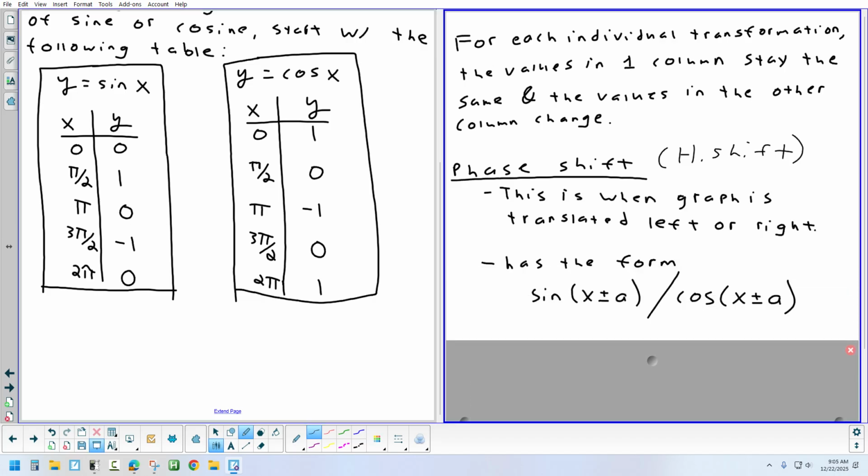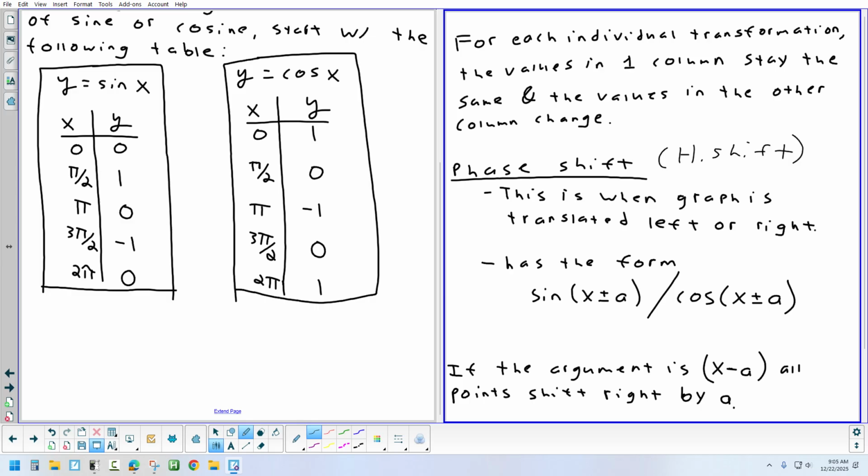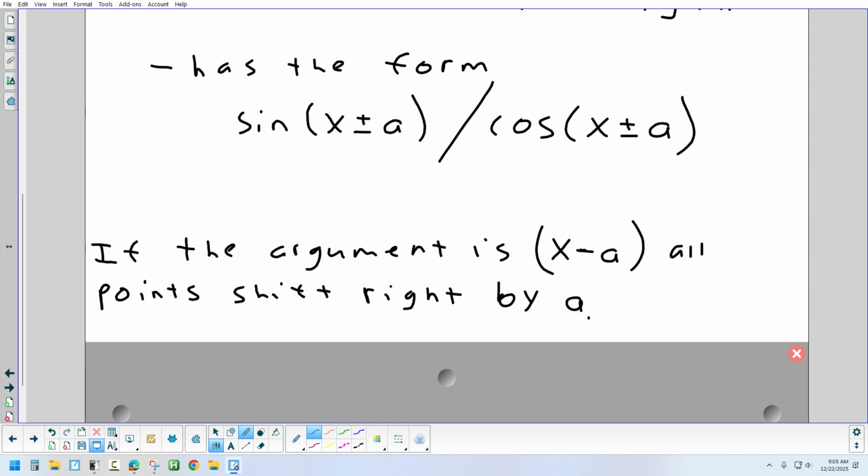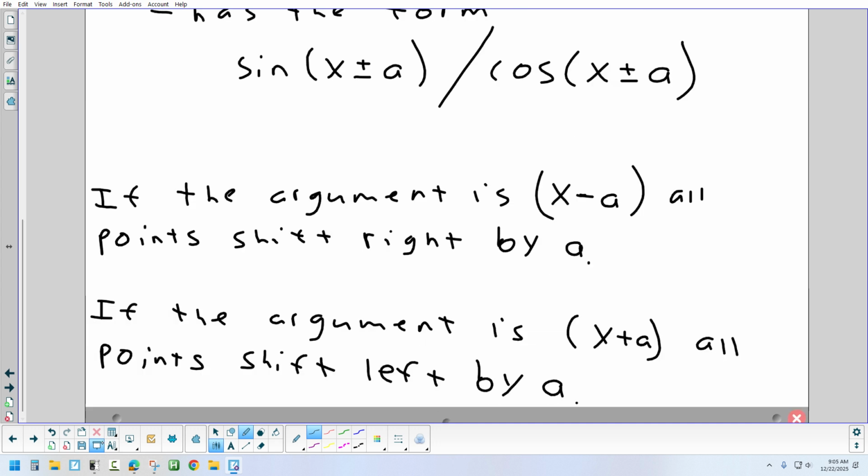So a phase shift is when the graph is translated left or right. And it's when you add or subtract a value inside parentheses. Which way would add shift the graph? Addition would move it to the left, and subtraction to the right. Yep. So that's still true. So if you have x minus a value, everything is going to move to the right. If you have x plus a value, everything moves to the left.